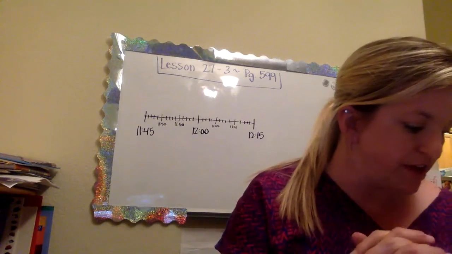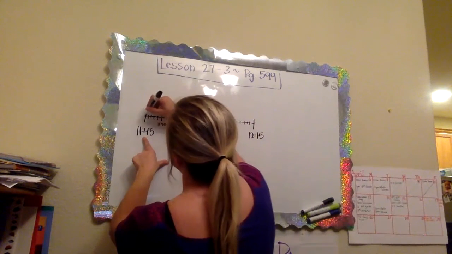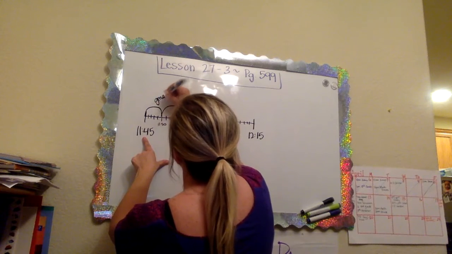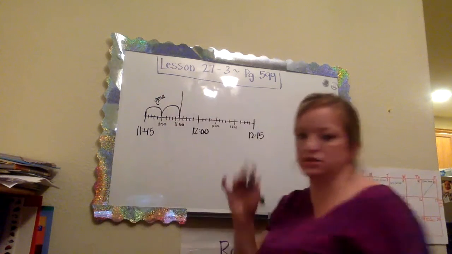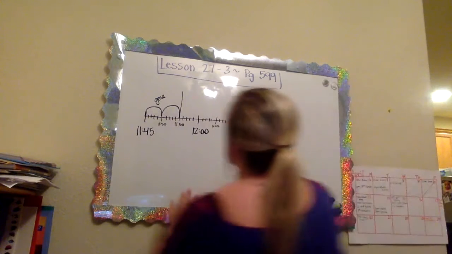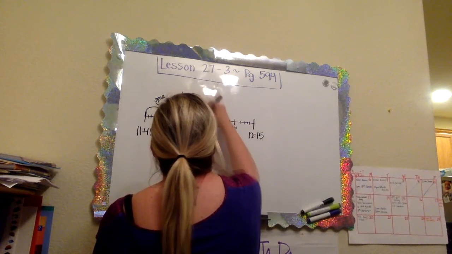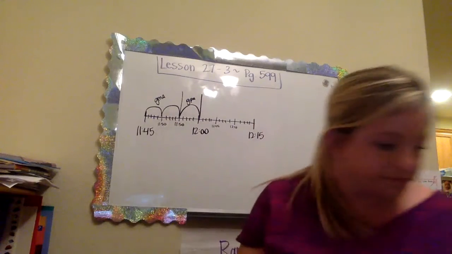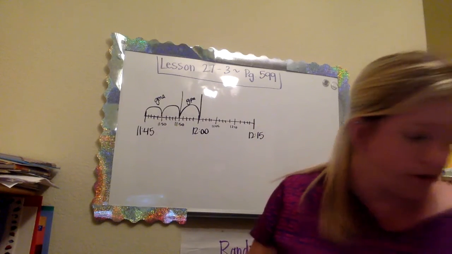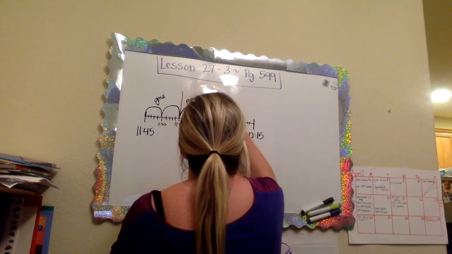So 11:45 a.m. she talks to her grandma for 10 minutes. So grandma's 10 minutes. 5, 10. I'll put Gma. And that kind of tells me where I stopped. Then her grandpa for 5 minutes. Yep. Gpa. Done. And then her cousin for 8 minutes. And they want to know what time she ended. So we're going to jump 5.